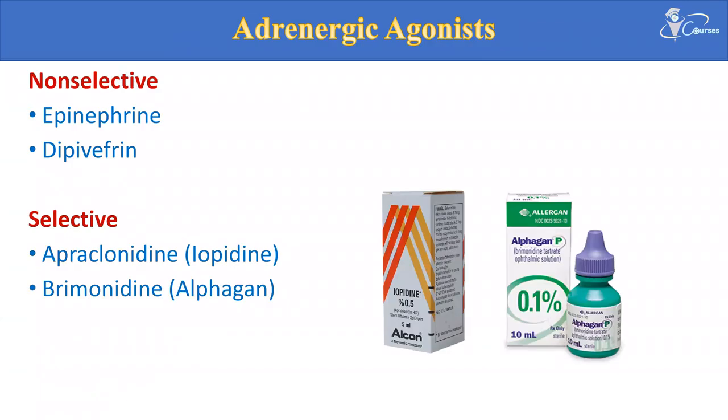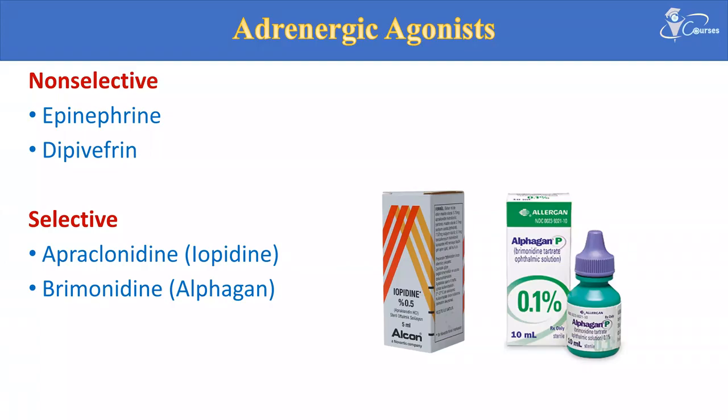Another category of medications is the adrenergic agonists. They are non-selective and selective. The non-selective, such as epinephrine and dipivefrin. This was used in the past before the advent of the selective agents. These non-selective agents cause a sympathetic flare-up just to lower the intraocular pressure, which of course doesn't make any sense. Nobody will give anyone adrenaline to decrease his intraocular pressure, but this is just historical.